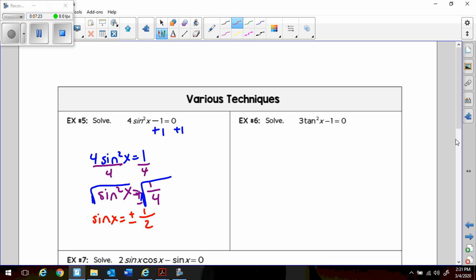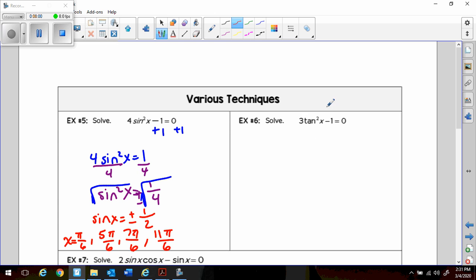Sine is 1 over 2 at 30 degrees. So I know 30 degrees is pi over 6, but it can be positive and negative 1/2, so that doubles my chances. So x can be pi over 6. It can be 5 pi over 6. It can be 7 pi over 6. And it can be 11 pi over 6. So those count all the positive and negative times. It'll be positive or negative 1/2.